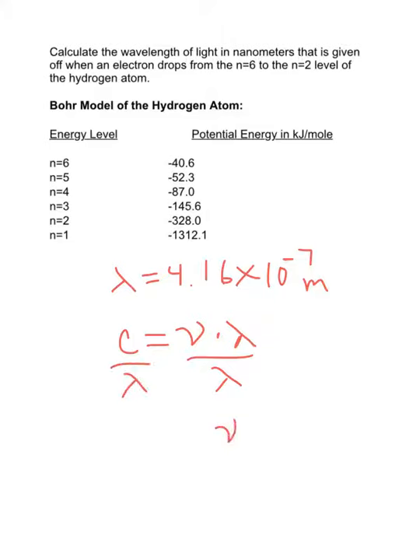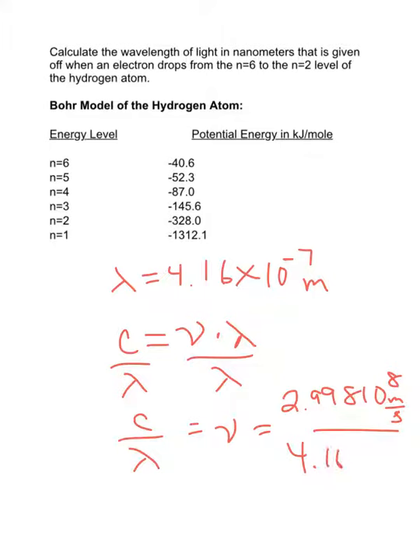So frequency is going to equal the speed of light divided by lambda, which the speed of light is still 2.998 times 10 to the 8th meters per second. And I can divide by 4.16 times 10 to the negative 7th meters. And so 2.998. Oh, for some reason I have an extra little 1 in there. There's not a times. Times 10 to the 8th meters per second.